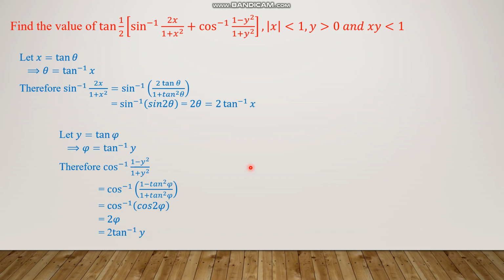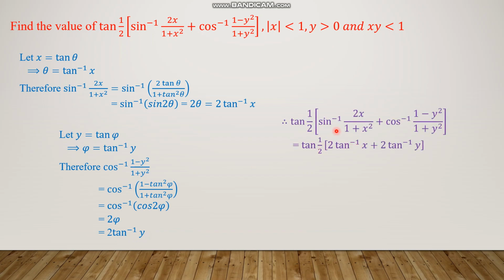Now when I take the whole term, that will be tan of half into, first term is 2 tan inverse x, second term is 2 tan inverse y. Now as you can observe, here is half, and when you take 2 common from these two terms, the 2 and 2 get cancelled, we are left with tan inverse x plus tan inverse y, which is nothing but tan inverse of x plus y by 1 minus xy, and that is x plus y divided by 1 minus xy. That will be the final answer.